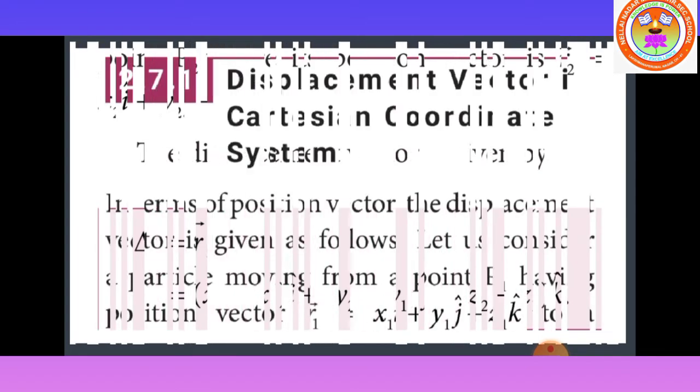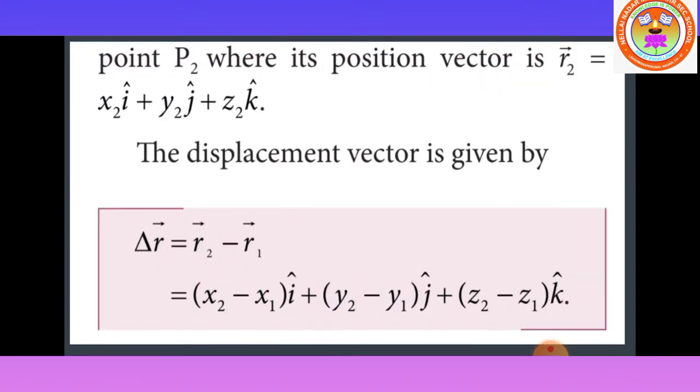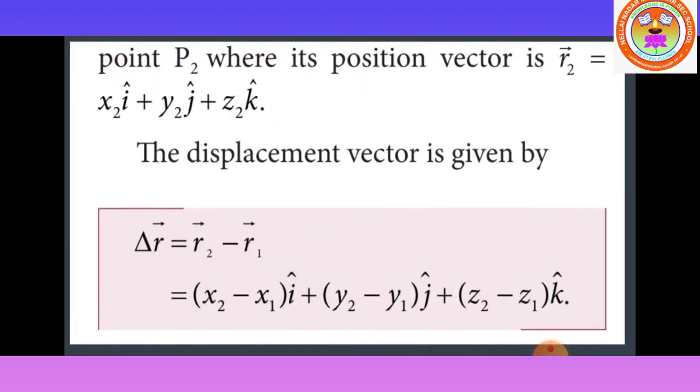So here we consider two position vectors, one is r1 vector and another one is r2 vector. The r1 vector is the position vector for the point P1, the r2 vector is the position vector for the point P2. So here r1 vector is equal to x1 i cap plus y1 j cap plus z1 k cap. Next for the point P2, the position vector r2 vector is equal to x2 i cap plus y2 j cap plus z2 k cap.